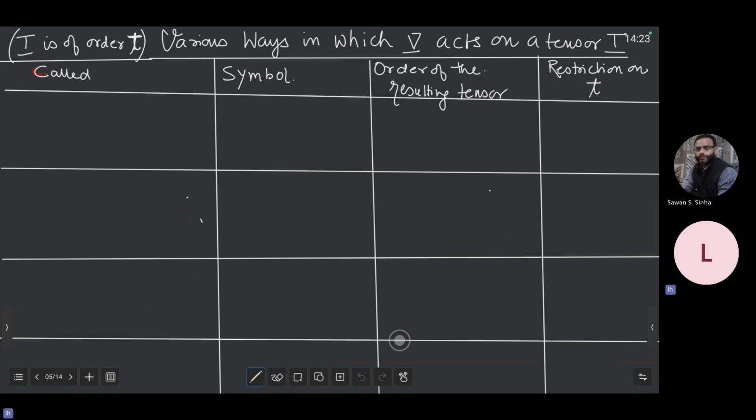So as far as the del operator is concerned, we will come across various ways in which this operator will act on a tensor, say T. Here I am taking T to be a tensor of order small t. Big T is the tensor, small t represents the order. I have 4 columns here. First I will tell you what it is called in the community when del acts in a particular way, what the symbol of that is, the order of the resulting tensor, and whether there is any restriction on T.